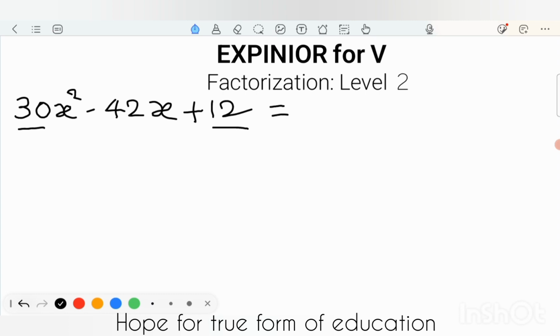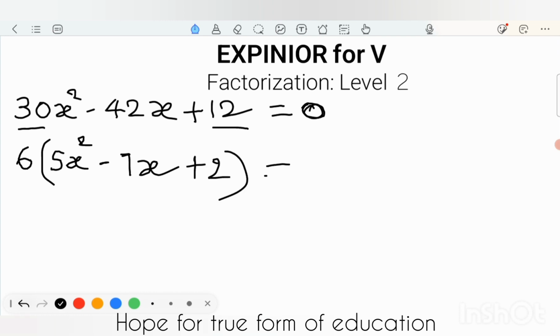As you all know, the general form of a quadratic equation is ax square plus bx plus c equal to 0. Here if you observe, the numbers 30, 42 and 12 are divisible by 6, right? That means 6 is a common factor between them. So here we take 6 as common. I was able to say 6 is a common factor because I'm familiar with tables, so make sure that you know tables, okay? So 6 5 is 30 minus 6 7 is 42 plus 6 2 is 12, right, is equal to 0.